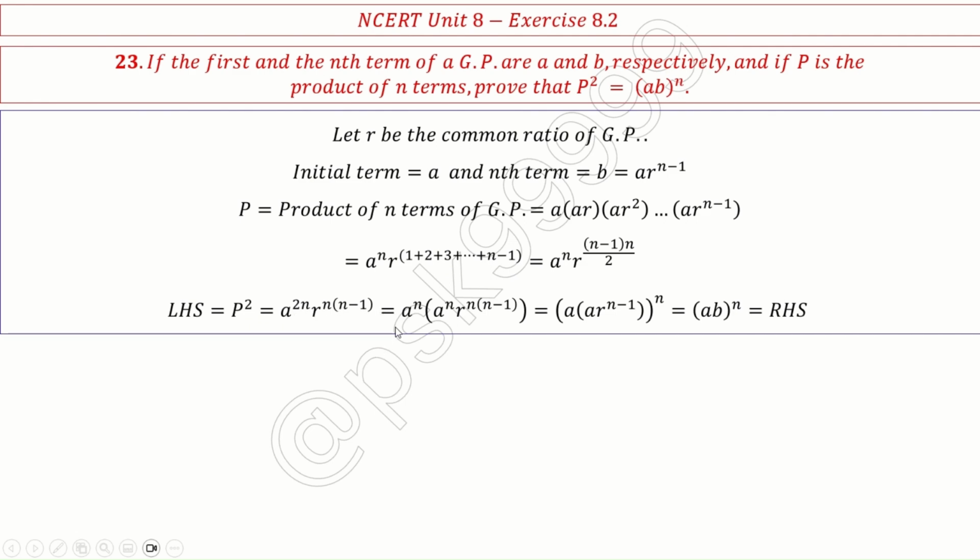Okay, and if I simplify it further, I want to get it in terms of a and b, right? So a to the power of n into a to the power of n into r to the power of n into n minus 1. Okay, now if I take the power n common here, a into a r to the n minus 1, whole to the power of n. So this is a, this is b, correct? The last term. So (ab) whole to the power of n, that is equal to the RHS, hence proved.